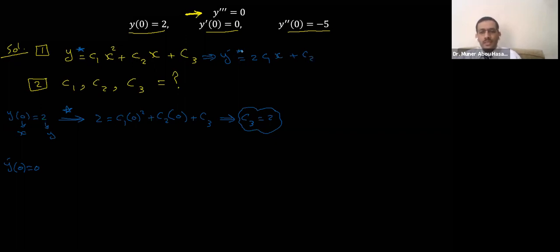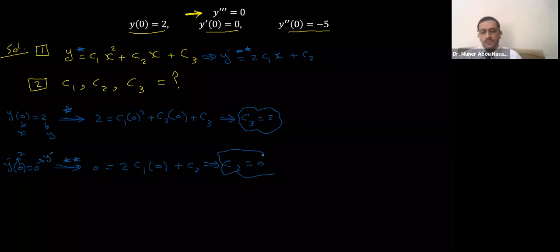So this one is double star. In double star, don't forget this for x and this for y prime. Okay? I'm going to plug in double star. Y prime, it's 0, equals 2c1 times my x, which is 0, plus c2. That will give me c2 is 0 also.